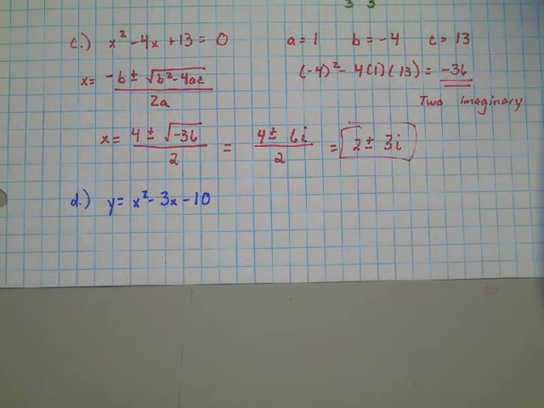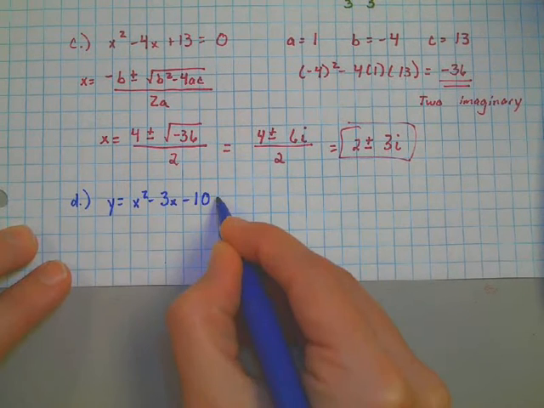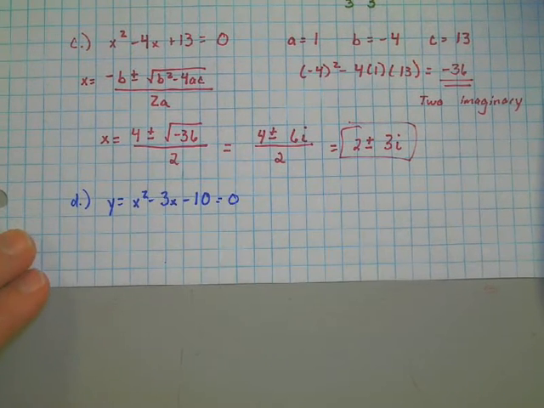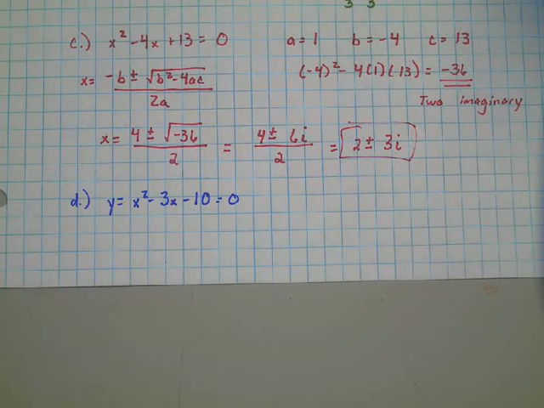Looking at question D, again, I'm asked to solve this. So I've been given a function, and it's not set equal to anything, so I can assume that it's currently equal to 0. So I'm looking for where this is going to be equal to 0. The same thing, I could factor it, or I could use the quadratic formula.